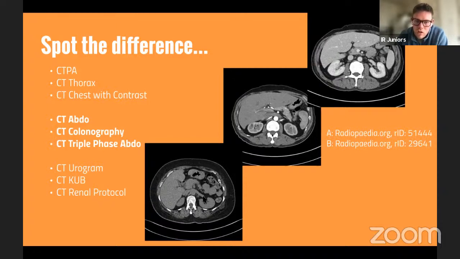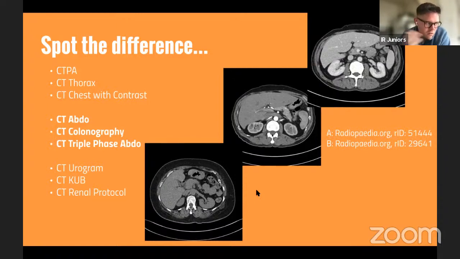And all these three together, a non-con, an arterial phase, and a portal venous, is a triple phase abdo. This is an important thing to bear in mind if you're ordering these scans, because this will necessitate the patient having three separate CT scans: one dose of contrast, but three exposures to ionizing radiation.